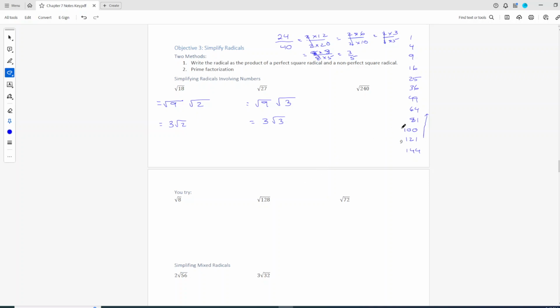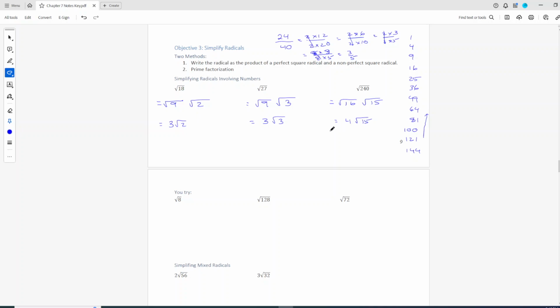Okay, so for 240, I would start with somewhere around 100. Now I know 100 won't go in, so then I'll go divided by, I don't think 81 will go in, but I'll try. 240 divided by 64, 240 divided by 49, 240 divided by 36, 240 divided by 25 won't work, 16. There we go. So I could say that 240 is root 16, root 15, and then the square root of 16 is 4, giving 4 root 15.